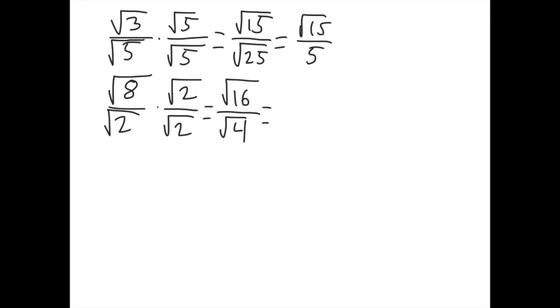Now, square root of 16 divided by the square root of 4, well, square root of 16, you can simplify that. That's 4. And square root of 4 is 2. And 4 divided by 2 is 2.